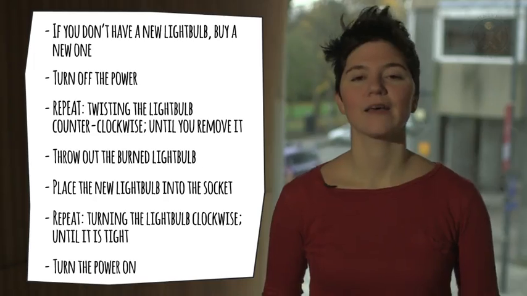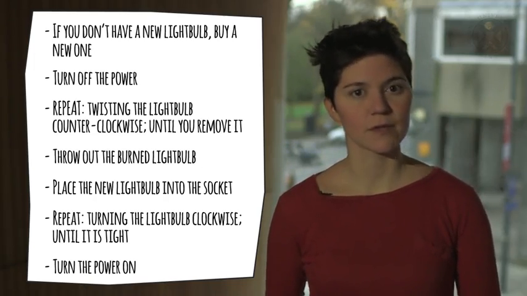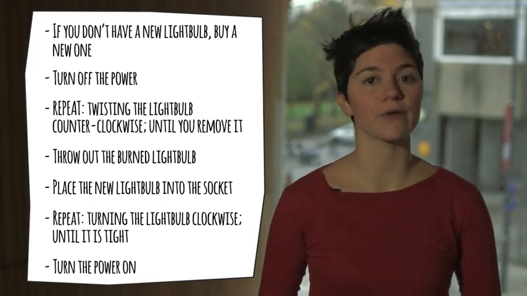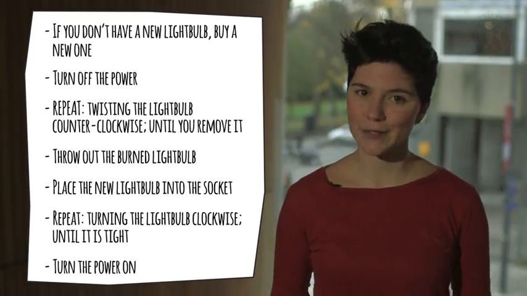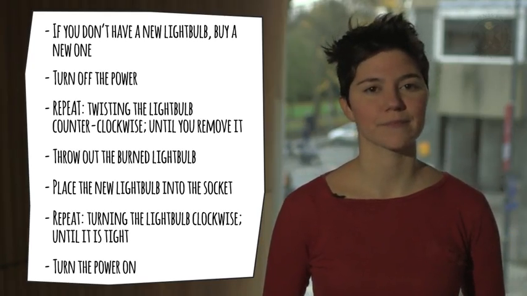Now that we've seen what selection is about, let's go back to our algorithm for changing a light bulb. This algorithm starts with a decision on whether a new light bulb is available. If I don't have a new light bulb, then I buy a new one, and after that I continue with the rest of the steps. If I do have a new light bulb, then I simply proceed to the next step of the algorithm.